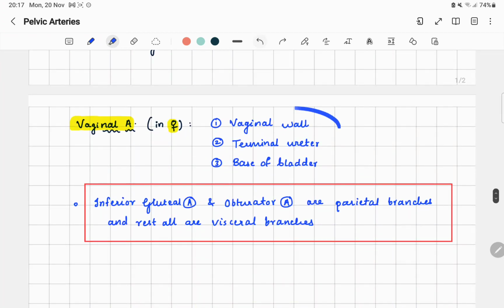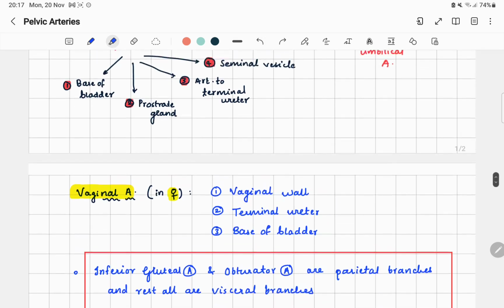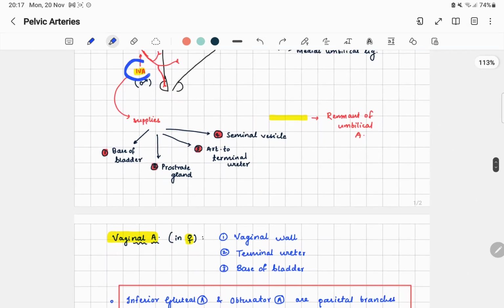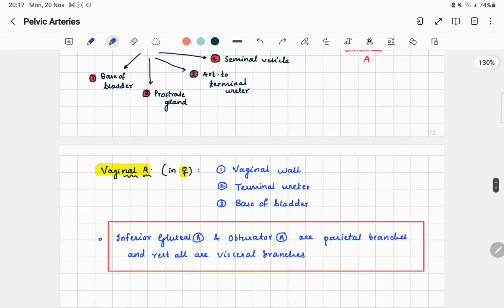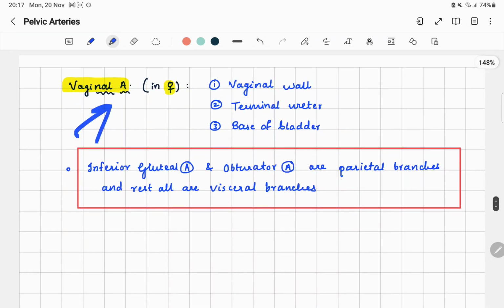And the vaginal artery in females is supplying the vaginal wall, terminal ureter, and the base of the bladder, okay. As in males, the inferior vesicular artery supplies the base of the bladder, so it also supplies the base of the bladder in females, okay. We don't have a prostate gland in the female, and we don't have a seminal vesicle either, so in place of the seminal vesicle you have the vaginal wall, okay, for the vaginal artery.